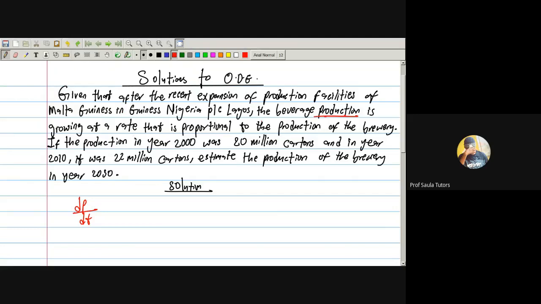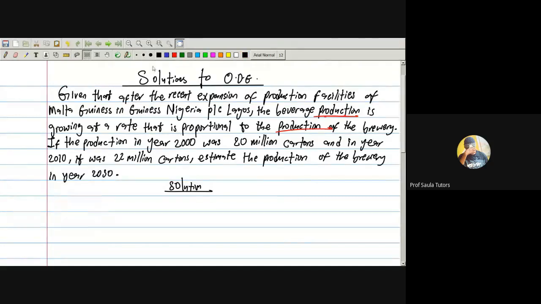They said the rate is proportional to the production. dP/dt is proportional to the production. That is, the rate at which the Malta Guinness is being produced is proportional to its production. And don't forget, whenever we change a proportionality sign to equal to, we always introduce a constant. So dP/dt equals kP. What was there was P, so I'll say kP.